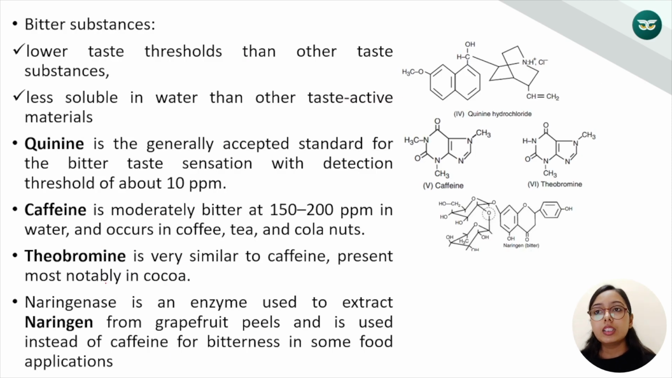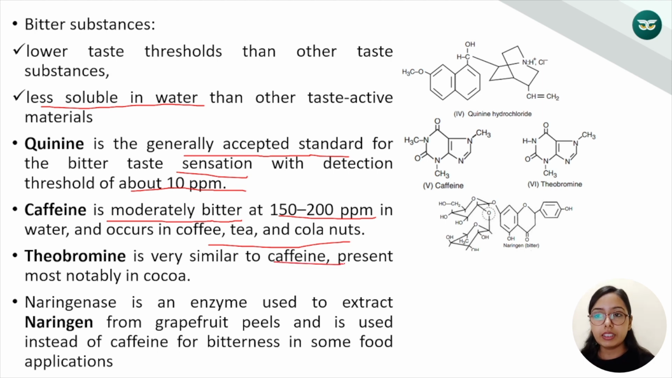Now talking about bitter substances, in comparison to the other tastes, bitter substances have a lower taste threshold, and they are also less soluble in water than other taste-active materials. Quinine is generally the most accepted standard for bitter taste sensation in the food industry, with a detection threshold of about 10 ppm. Followed by quinine, we have caffeine, which is also a moderately bitter substance with a threshold of 150 to 200 ppm in water. The basic sources of caffeine are coffee, tea and cola nuts. Then theobromine is also a bitter substance very similar to caffeine, and it is present in cocoa.